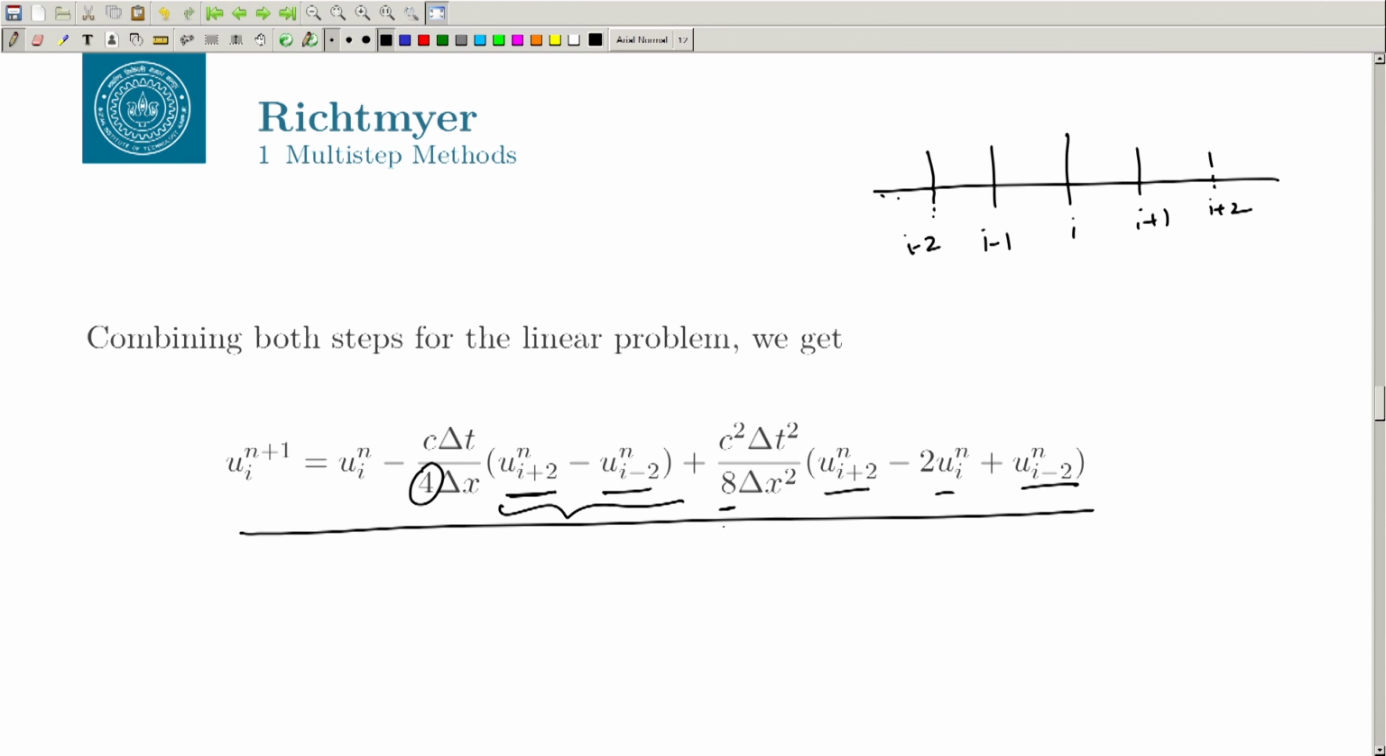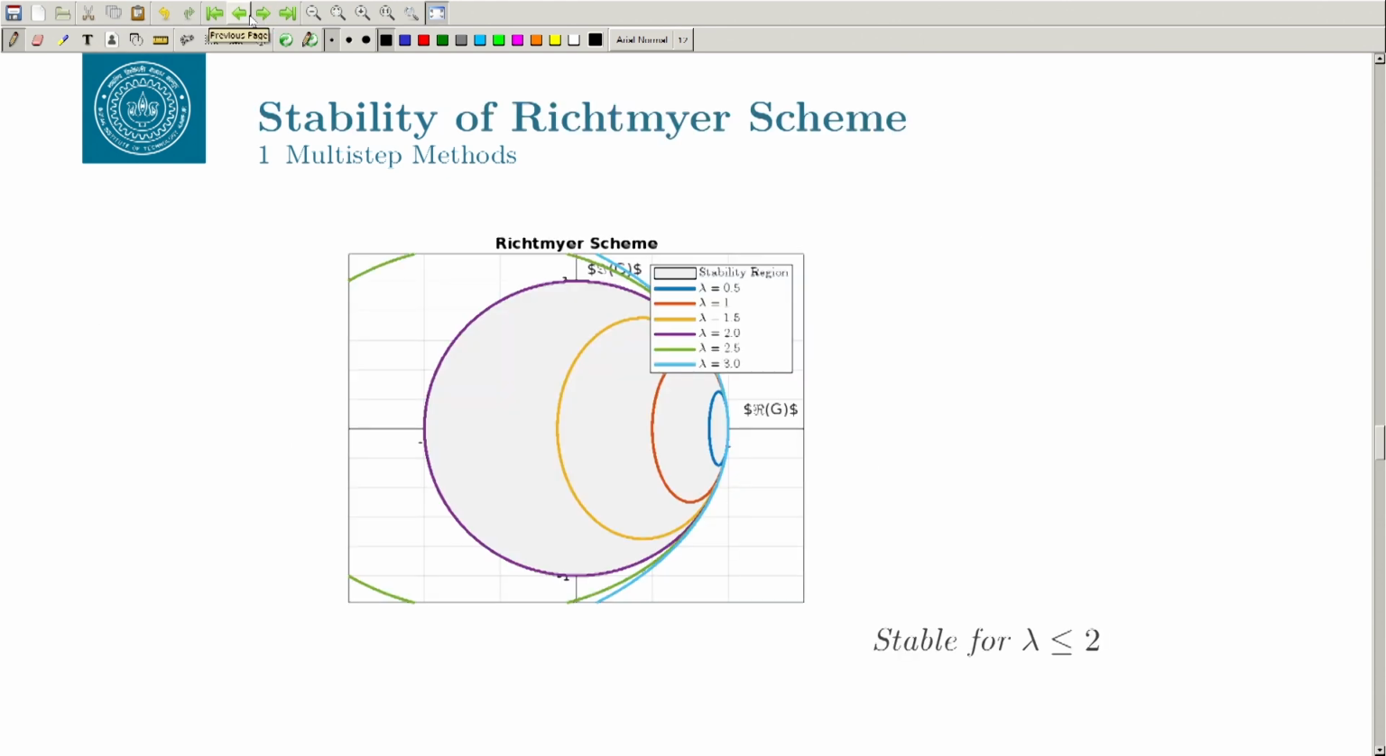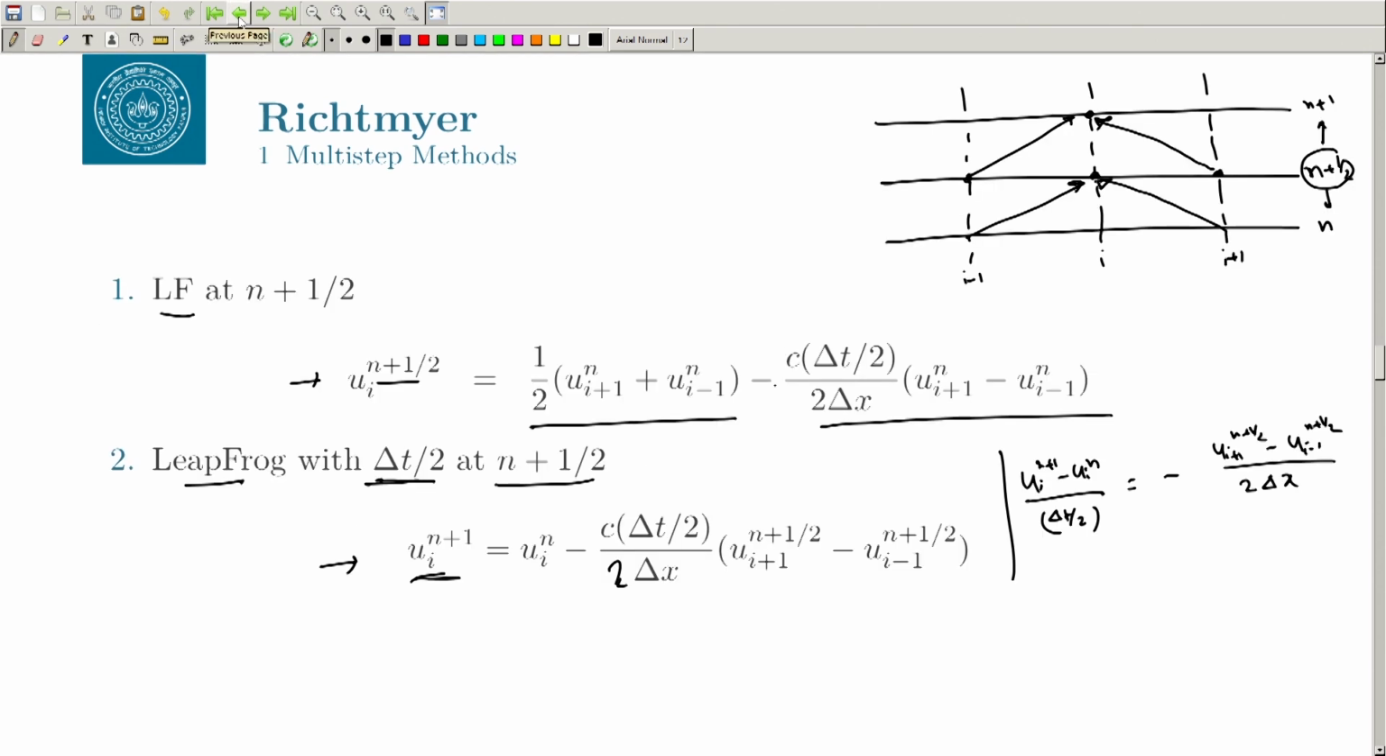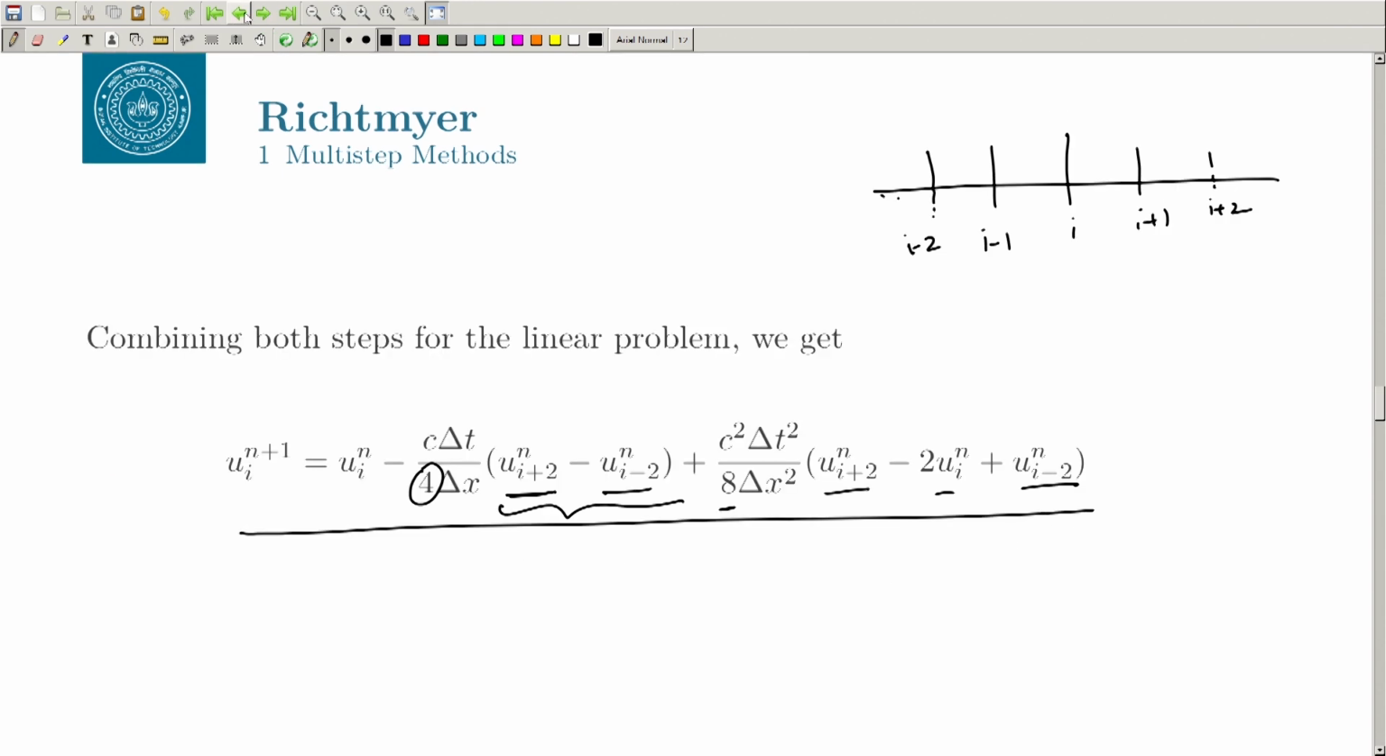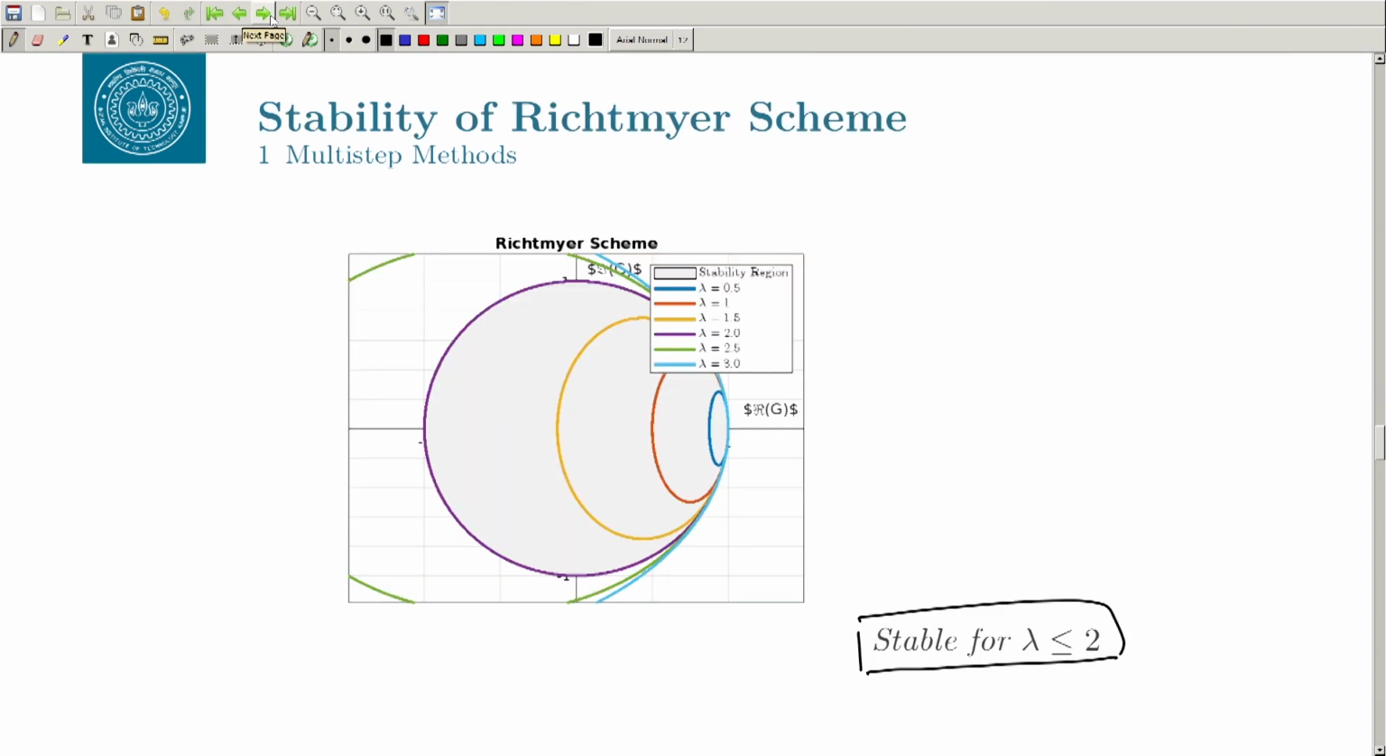If you plot the stability for this, you will see that this is stable for lambda less than or equal to 2. So, you can go up to the value of 2. But remember, because we are taking i plus 1 and i minus 1 on both the steps, your accuracy may go down at the boundary, because there you cannot use a one-sided step. And you are combining i plus 2 and i minus 2. So, this scheme is stable for lambda less than or equal to 2.